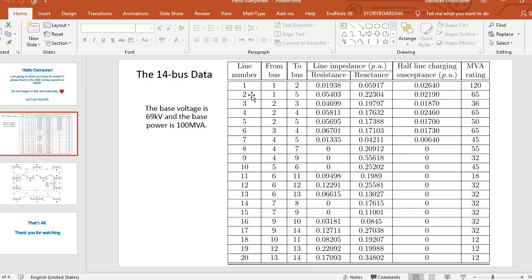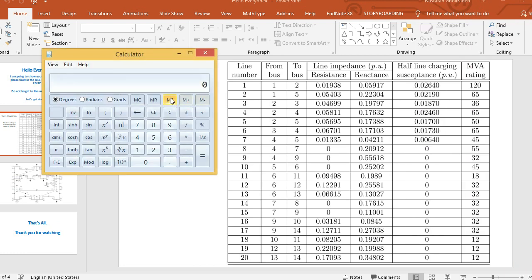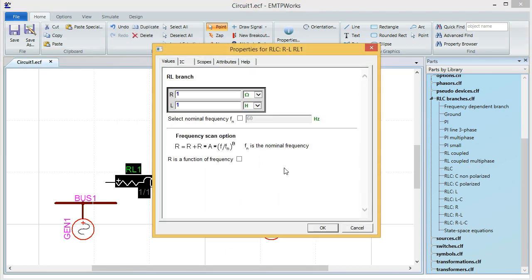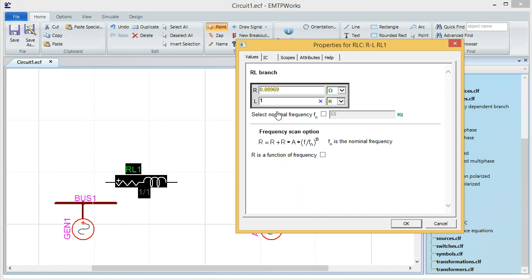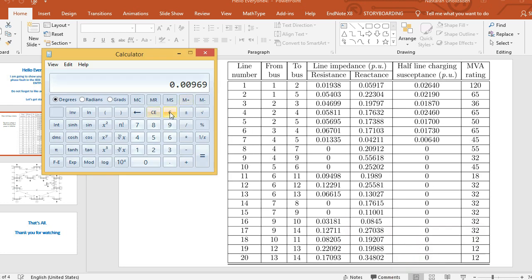So let's see what is the value for the first line. Let me just bring up the calculator. I'm just going to divide this one by 2, and this is the value for the first line. I will enter that over here. Okay, and what is the value for L? The reactance value is this much, but this is the reactance value, so I'm going to have to get the L value, the inductance value, from this reactance value. To do so, I'm going to need some calculations.